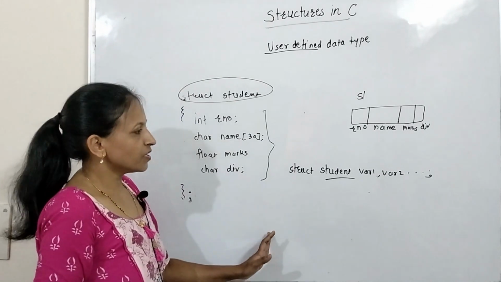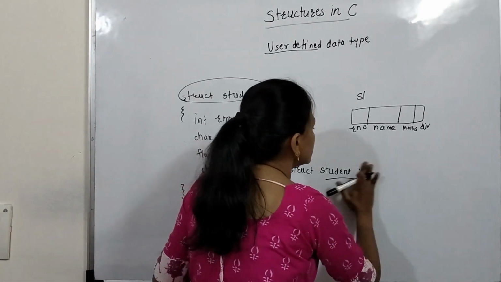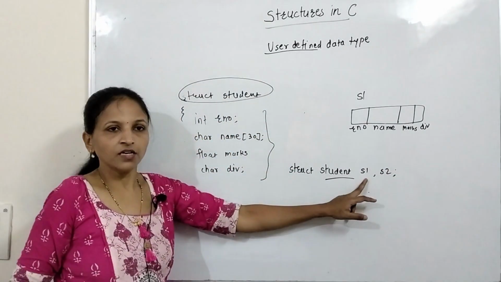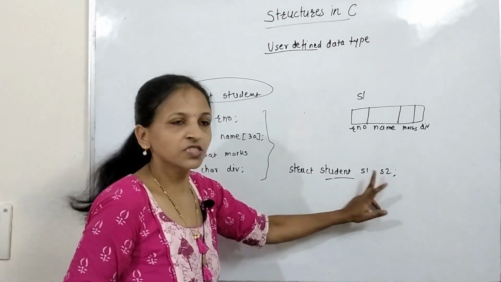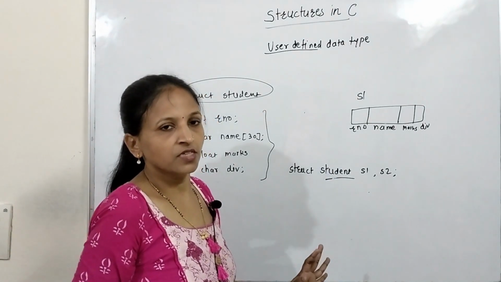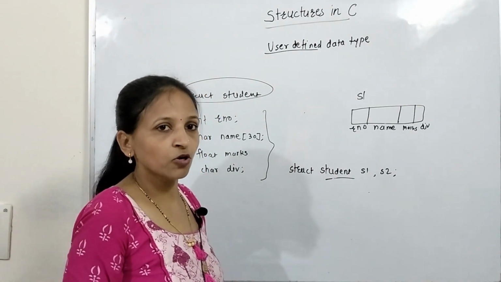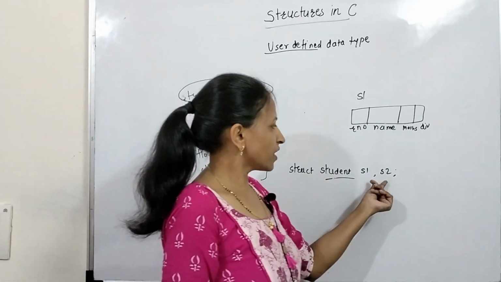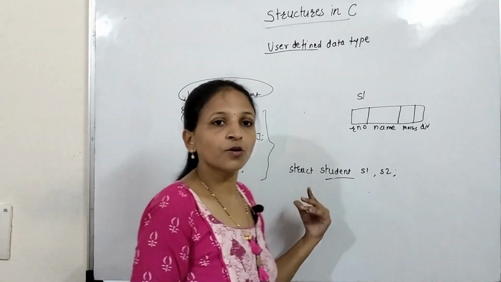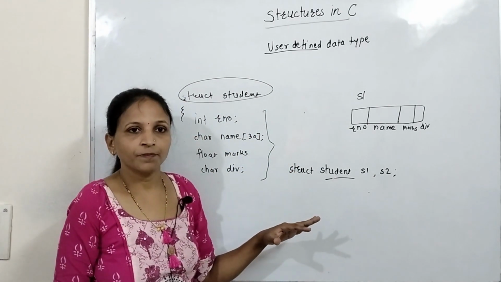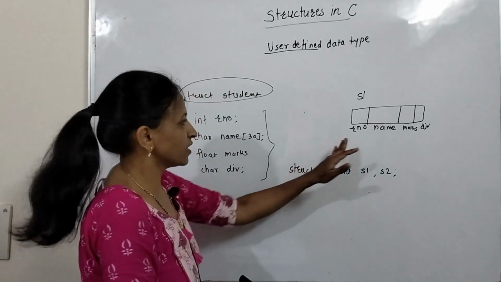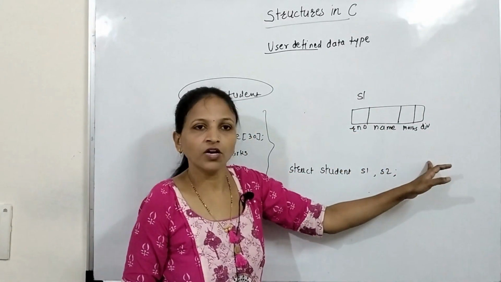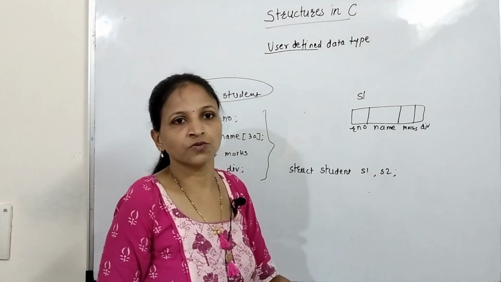Now here what will happen? Suppose I have written S1 comma S2. Here this S1 is of type struct student, S2 is again of type struct student. In this way we can create any number of variables of that struct student. Those we can call objects of this struct student type. Now S1 will have internally everything like roll number, name, marks, division. In the same way S2 will have internally everything like roll number, name, marks, division.